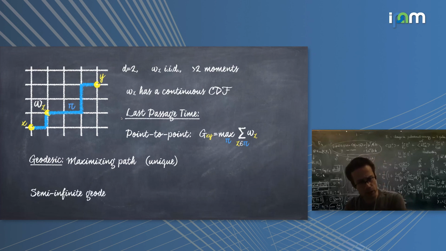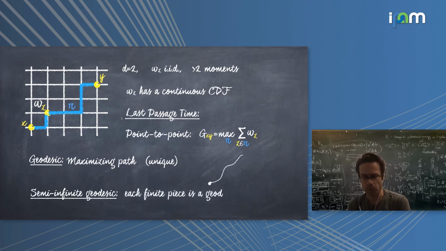And I'm going to be interested in semi-infinite geodesics. So these are paths that start at a given point, they're upright paths that keep going forever, and each finite piece is a maximizing path between the endpoints of that piece.